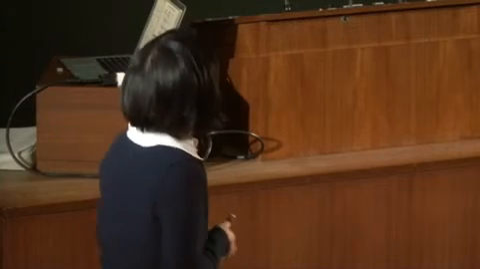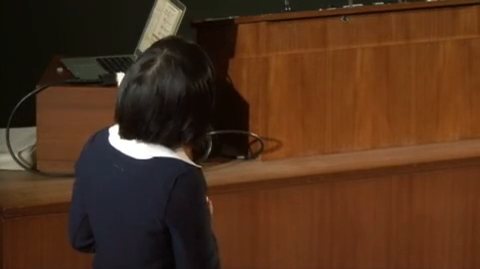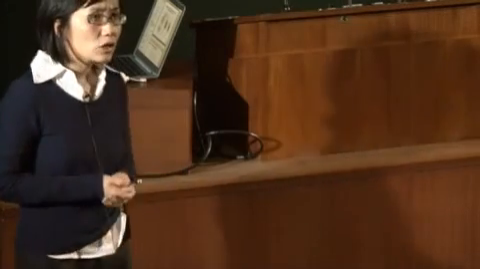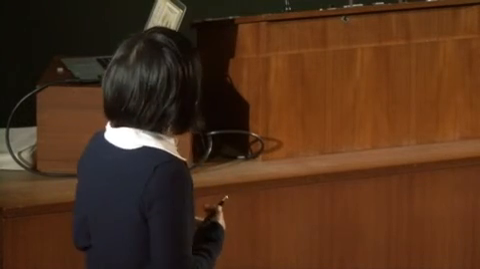And to address that, we turned back to this Cre lentiviral system, in which we took the triple homozygous floxed mice, but now they carry a transgene, this APP Swedish presenilin mutation. We culture neurons, we infect them with the Cre recombinase or the mutant Cre, and then now we can compare the control and the MINT triple knockout neurons that are now carrying this transgene. And we can then look biochemically at what's going on.